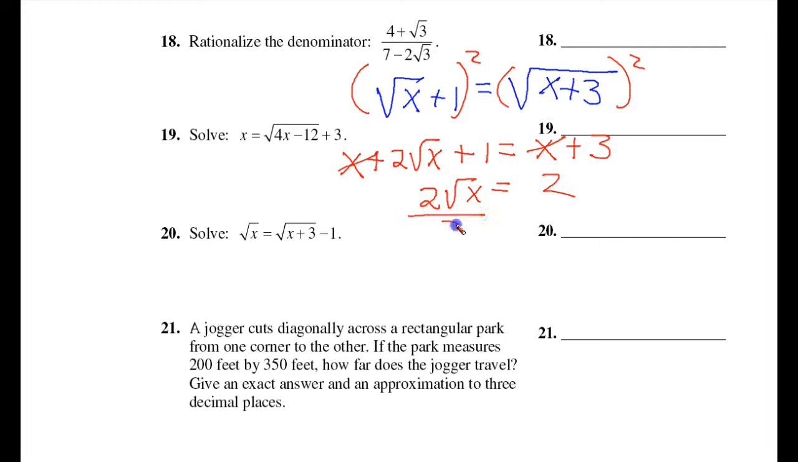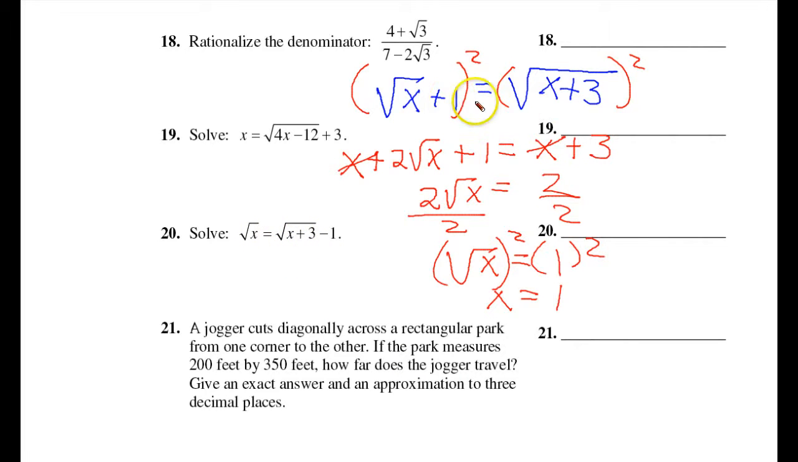Now I'm going to divide both sides by 2. I get the square root of x equals 1. I'm going to square both sides. I get x equals 1. And that is correct. All right, so this wasn't too difficult a one. Sometimes they get more challenging than this.